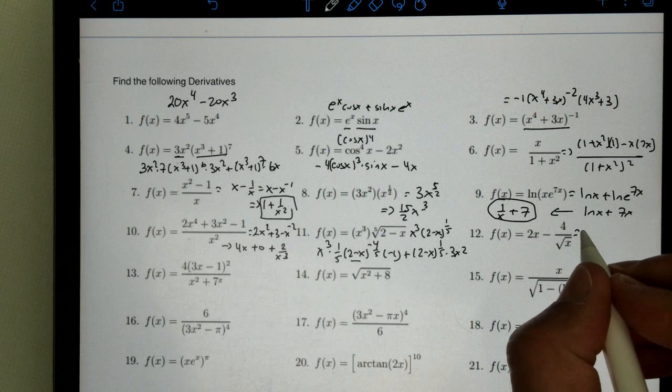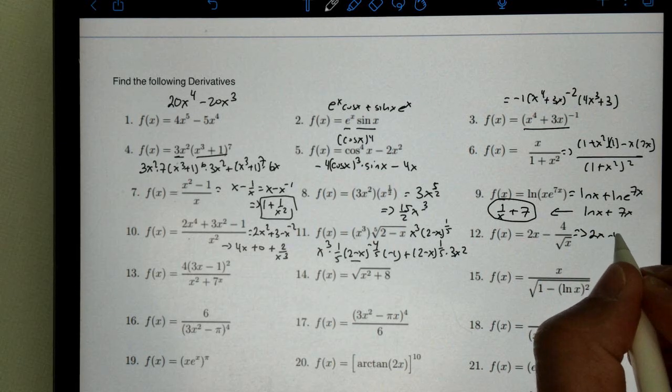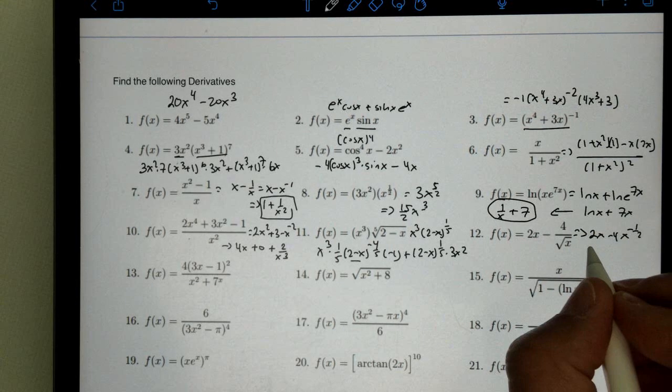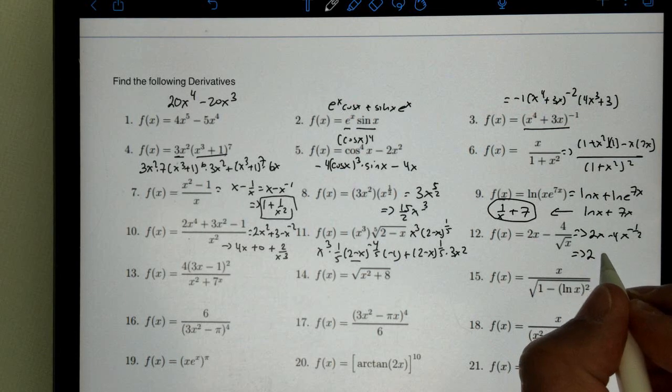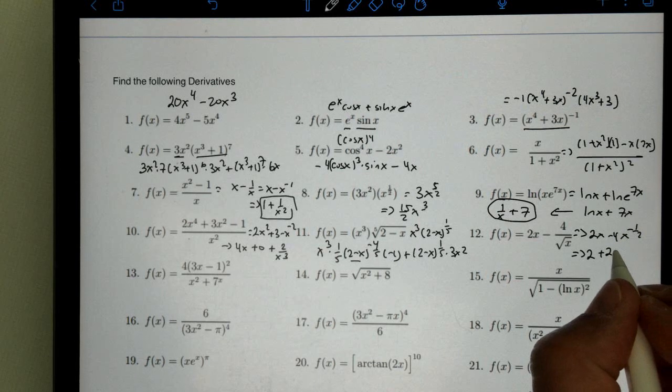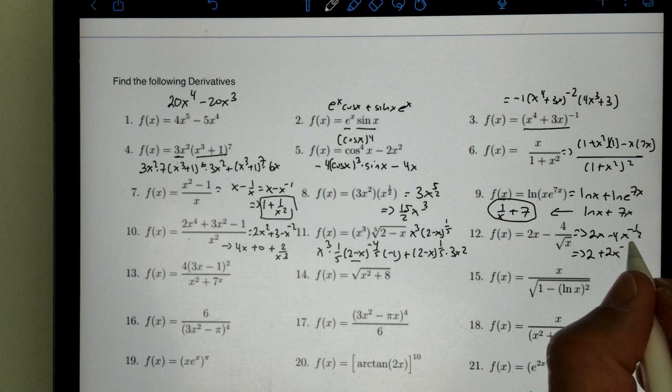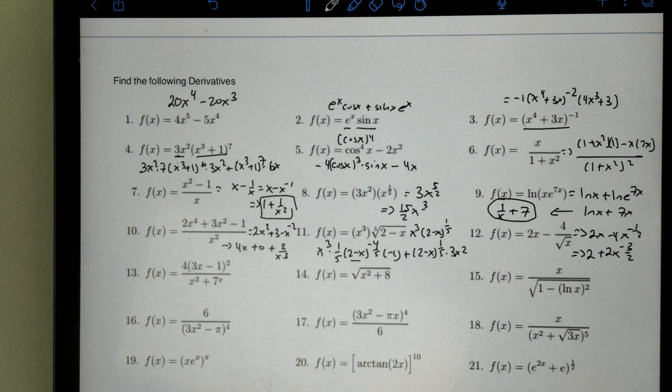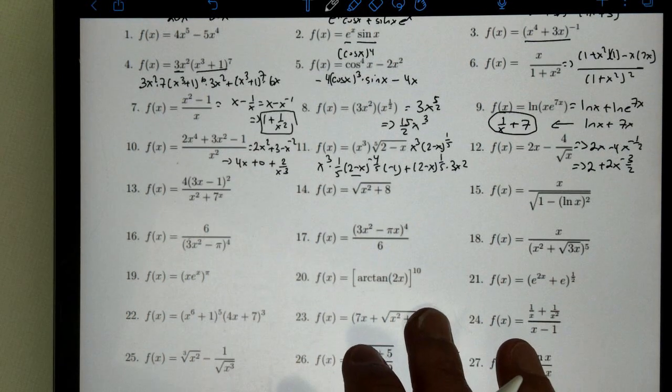All right, over here, I'm just going to rewrite it. 2x minus 4x to the negative 1/2. So now for our derivative, we get 2 plus, bring down your power, 2x, we're going to subtract 1 to the negative 3 over 2. And there's your derivative. Look how fast these go. Wow, we're doing good.